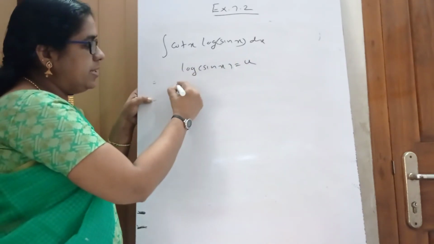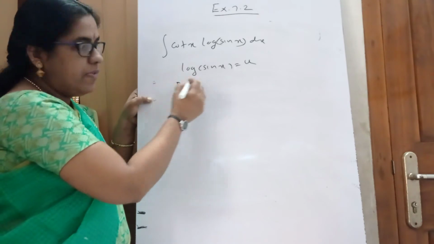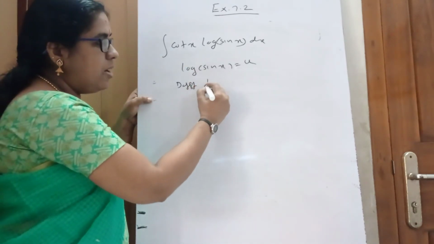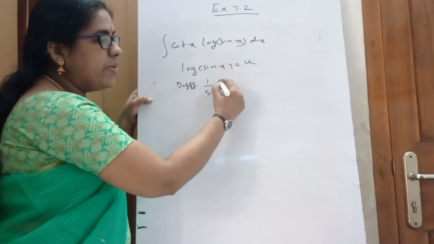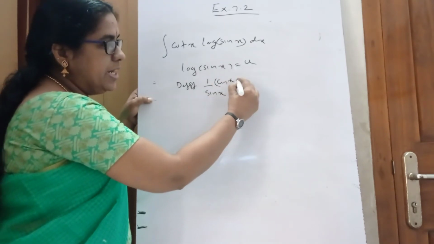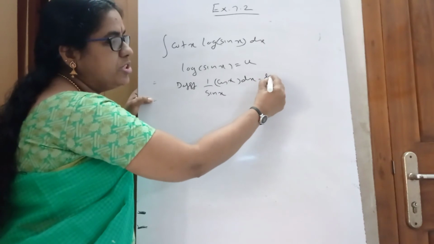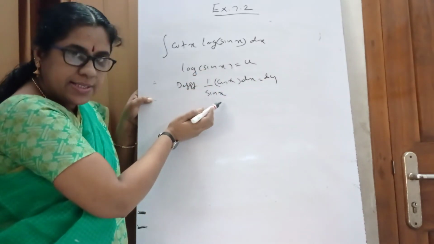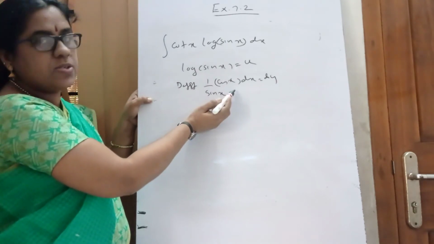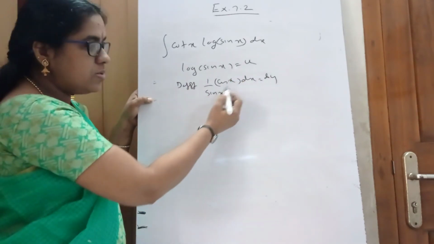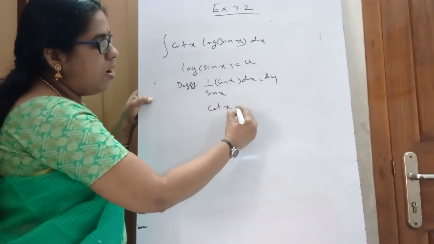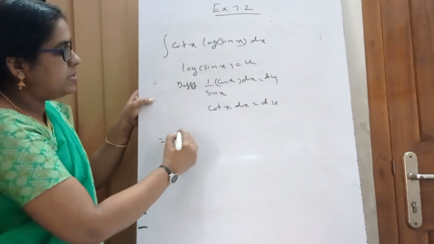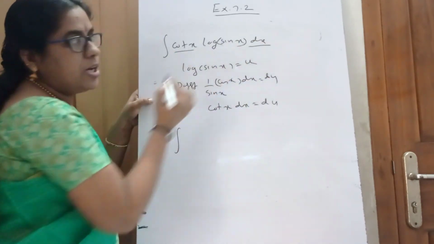If you differentiate this, what is the derivative of log sin x? The derivative of log x is 1 by x, so by the chain rule, it is 1 by sin x into the derivative of sin x, which is cos x, dx, equal to du. What is cos by sin? Cot. So cot x dx becomes du. Therefore, this function becomes integral.